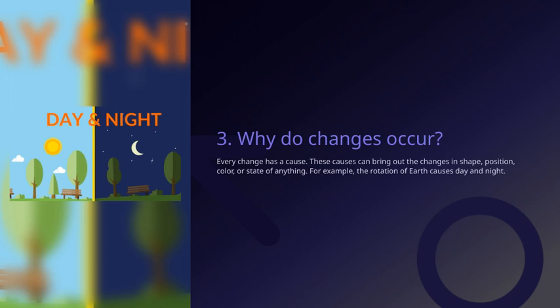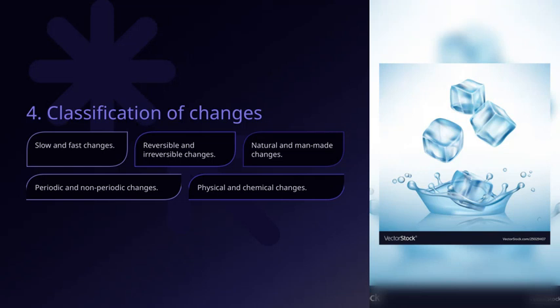Understanding these causes is important because it helps us see the connection between what triggers a change and the change itself. This idea ties into the bigger picture of how things in the universe are constantly influenced by various forces and causes. Let's take a closer look at how changes can be classified.